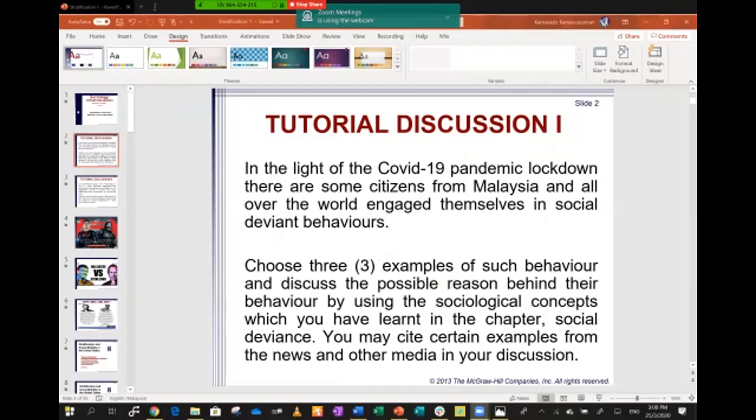You are supposed to choose 3 examples of social deviant behavior that is related to the COVID-19 pandemic. I hope you have started to think about the 3 examples. Check the newspaper, check the internet for some specific examples. And what you need to do is to try to speculate why such deviant behavior occurs.